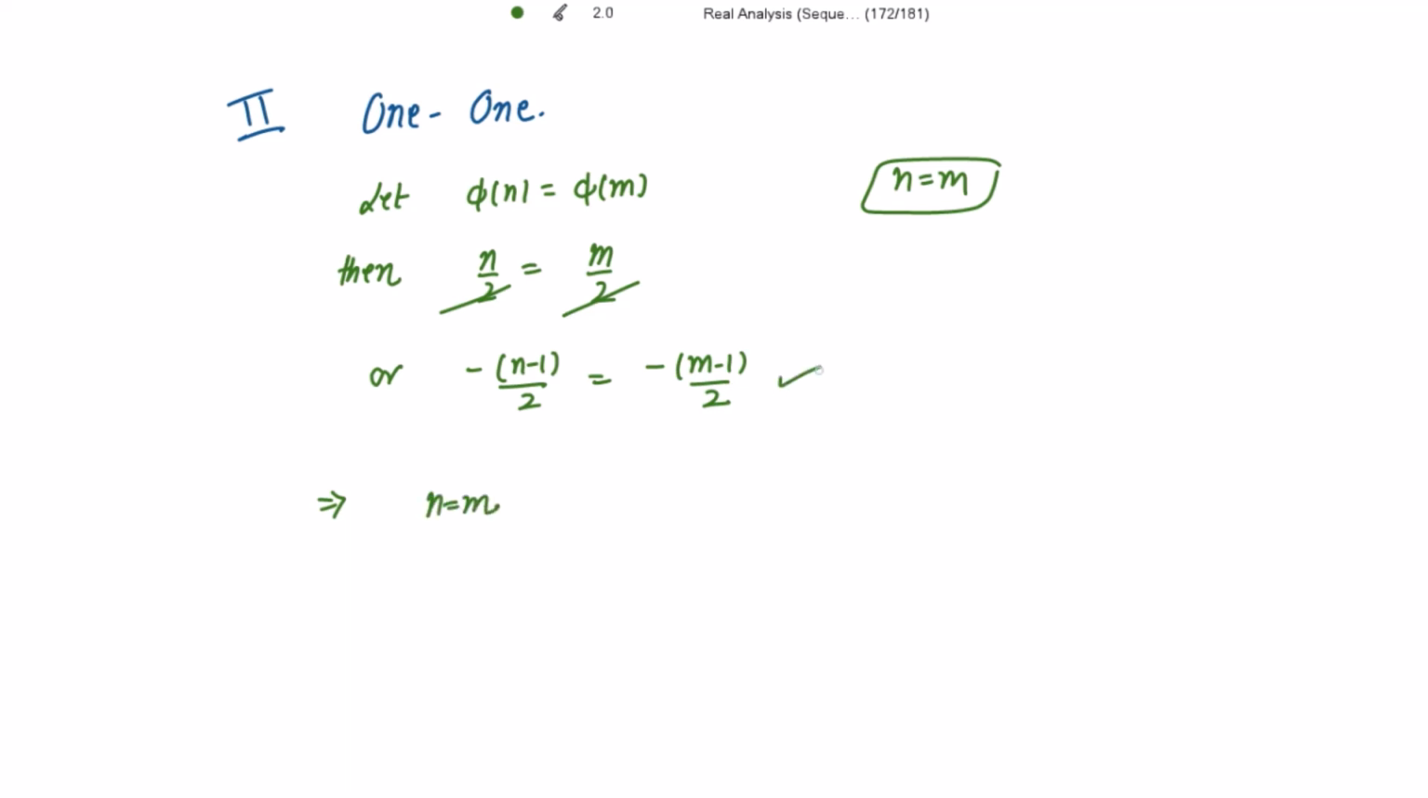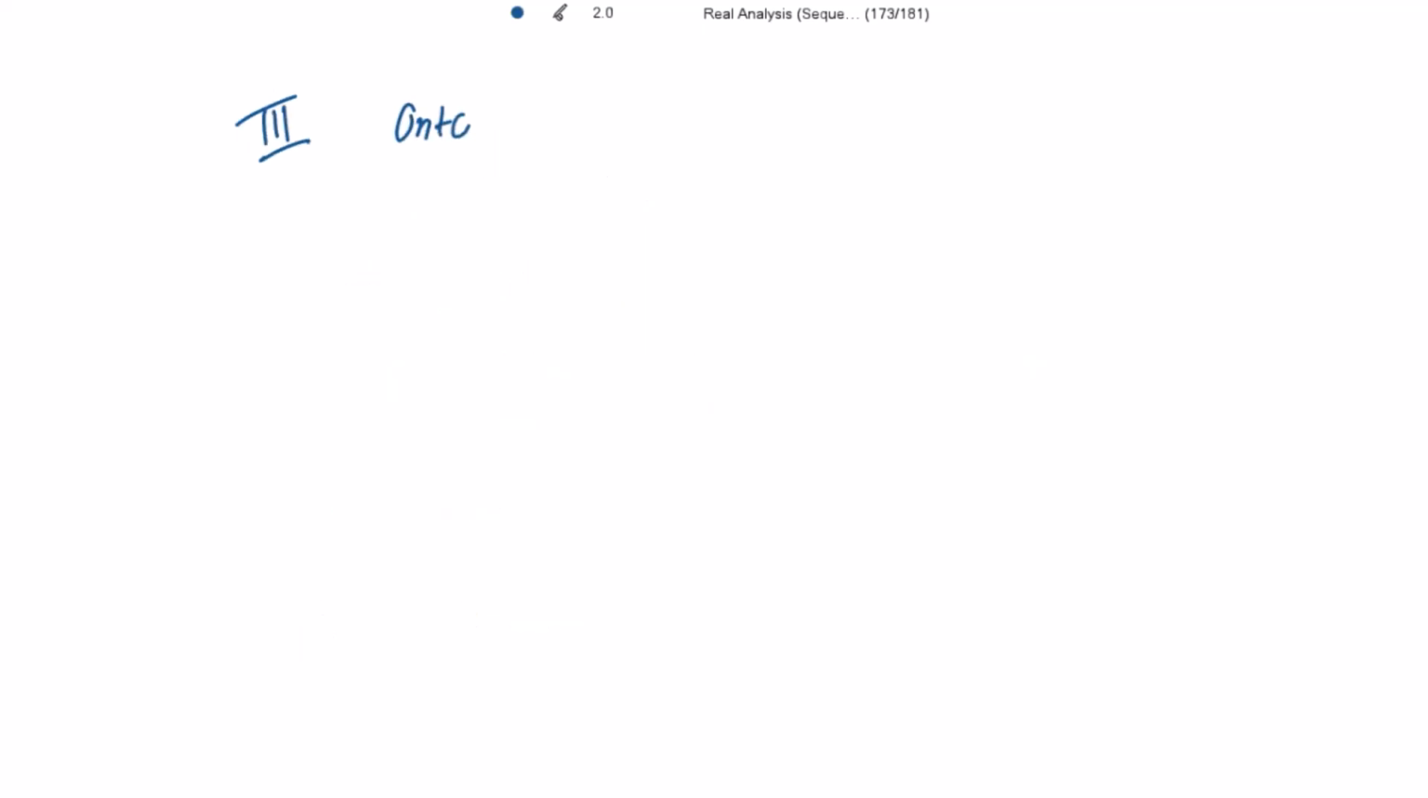And for this one also, if you cancel this 2 and this 2, also the negative sign, and then cancel the negative 1 from both the sides, we get n is equal to m. So for both these cases, we are getting n is equal to m. This is what we have to prove. So therefore, phi is 1-1. Third one is phi is onto. This we have to prove.